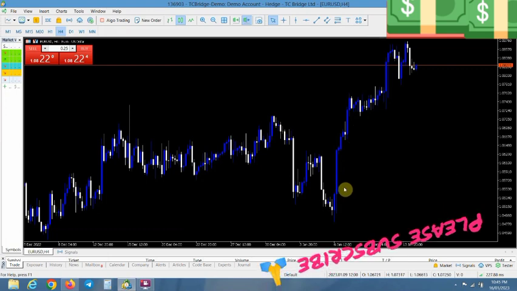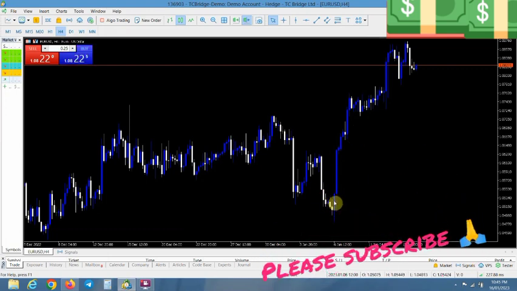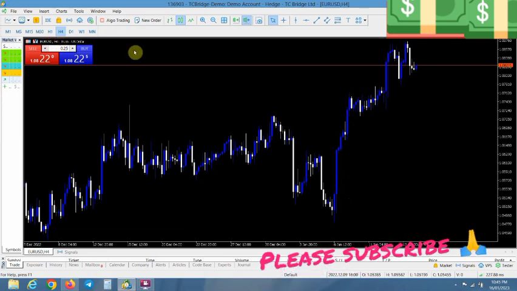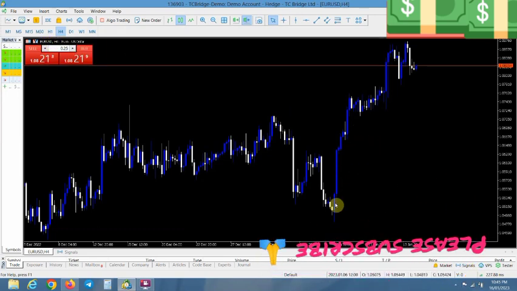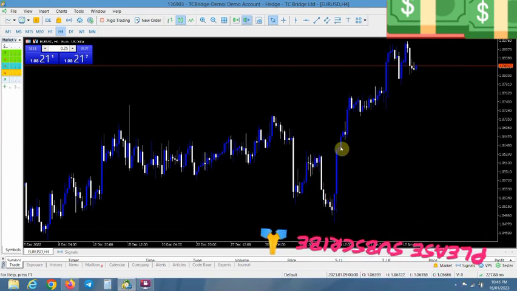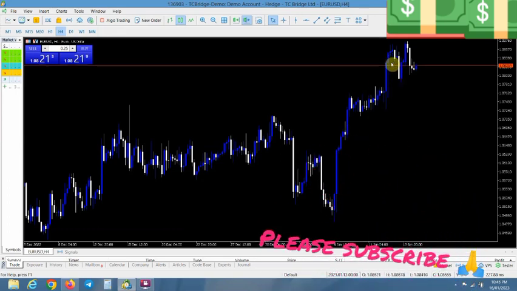So if you see that, this means that the euro is gaining strength over the US dollar, right? The euro is gaining strength over the US dollar. That is why the market has been on an uptrend for quite a period of time.